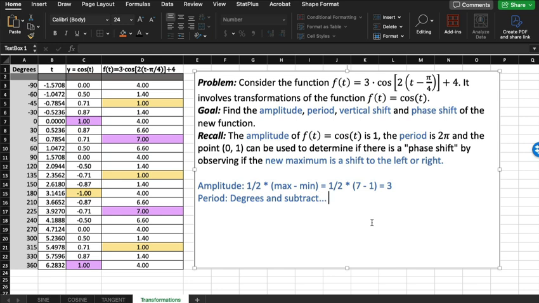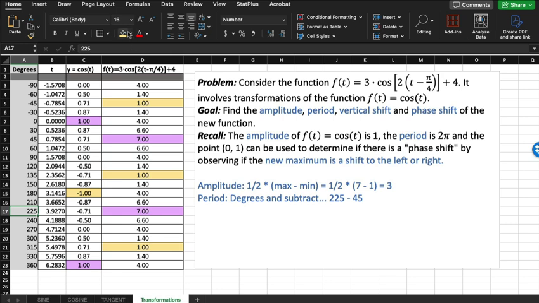Okay, so where that occurs is what we're interested in. The period is the width on the t-axis. On the t-axis, how wide is it between two maximums? The second one occurs at 225 degrees, and we're going to subtract the first one from it, which occurs at 45 degrees. So let me highlight those in a purple color as well.